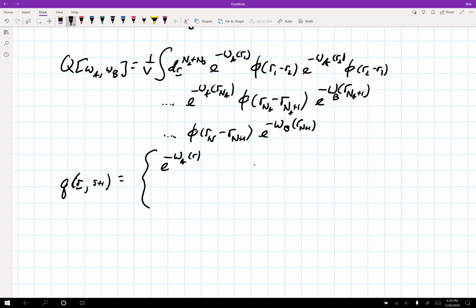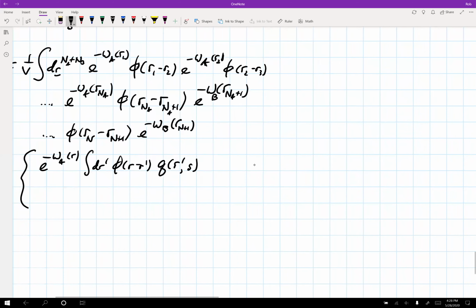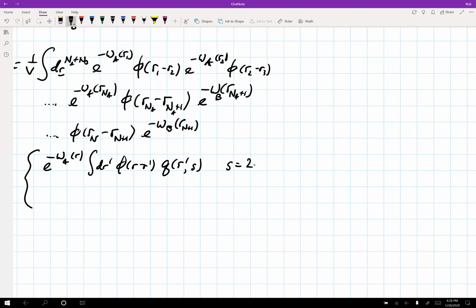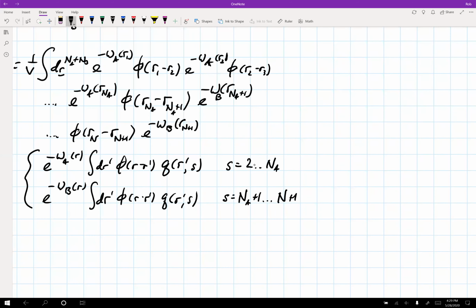This is WA of R, dr prime, phi of R minus R prime, Q of R prime S. And this is going to be true for S equals 2 up to NA. And it'll be the same thing, but with the B field for the rest of the chain. This will be for S equals NA plus 1 up to N plus 1, the end of the chain.